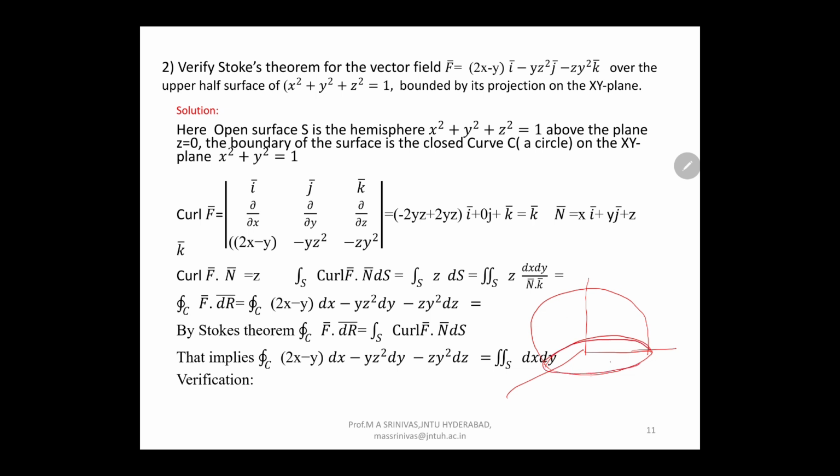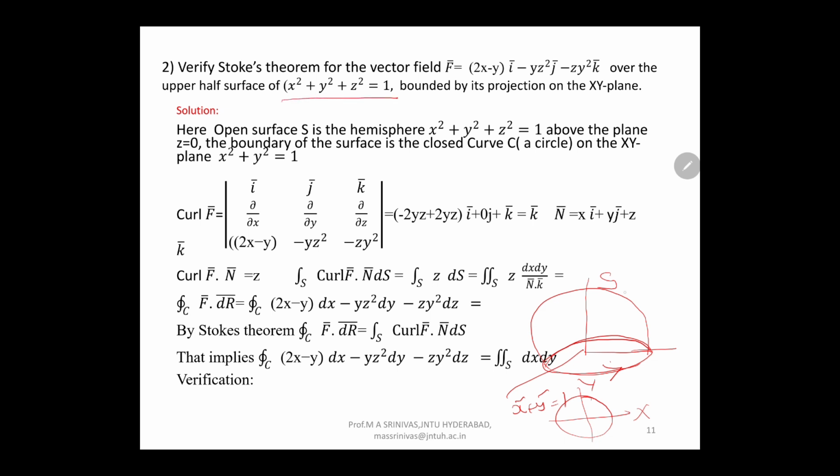So this is my C. That C I am writing separately on the xy plane. This is a circle. What is this circle? x square plus y square is equal to 1. This is the surface S. What is the equation of this surface? x square plus y square plus z square is equal to 1.